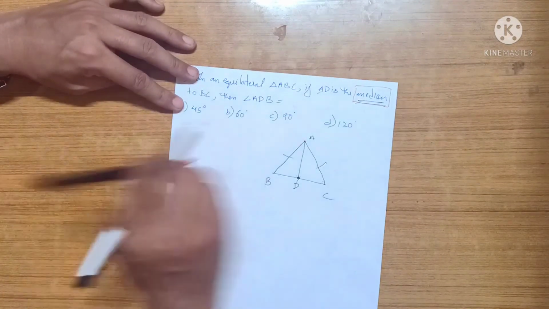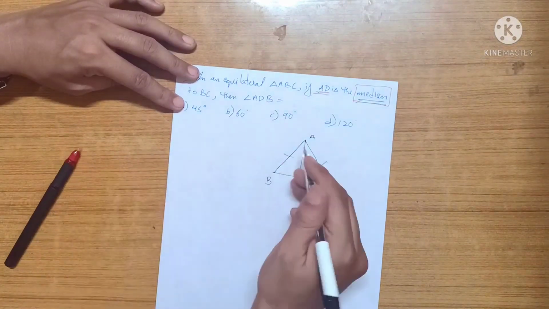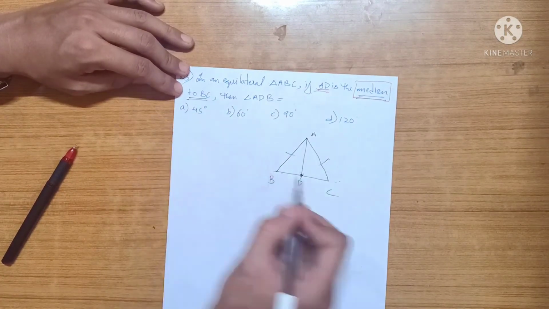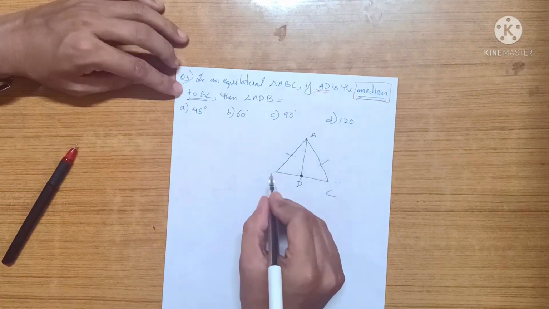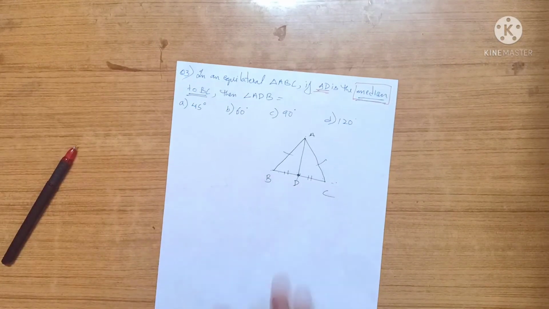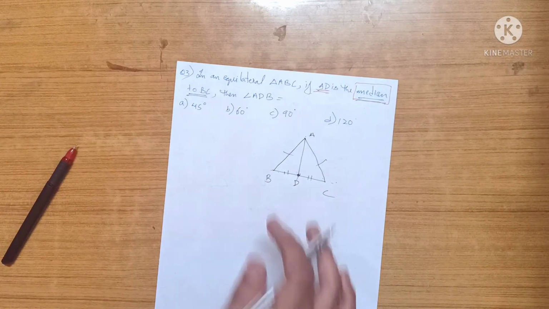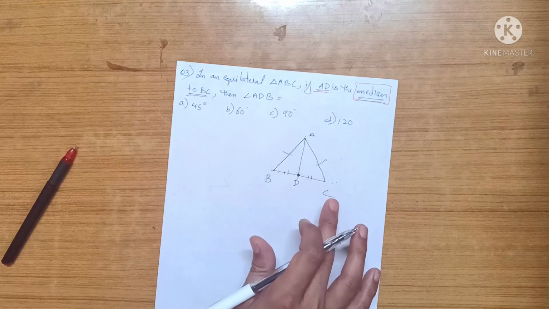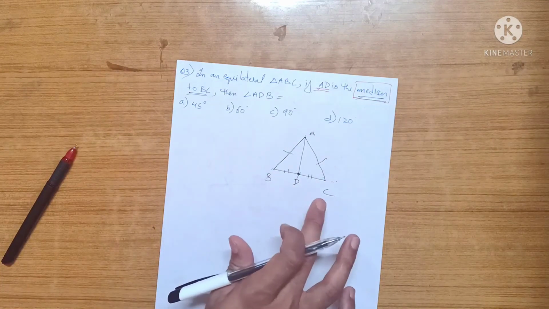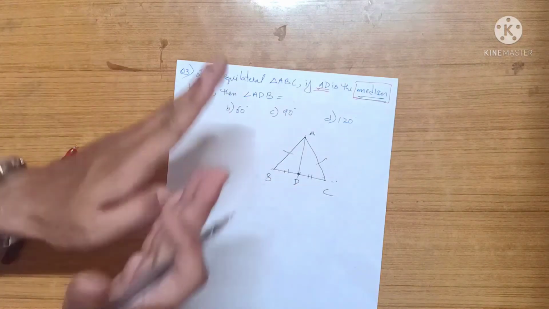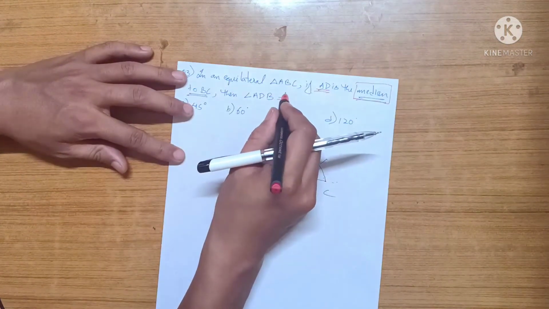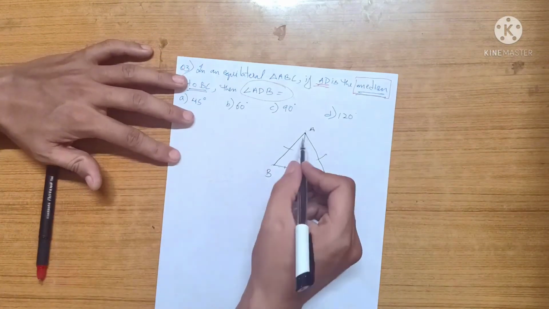So since AD is the median to BC, the line AD is dividing BC into two equal parts, which means this part and this part are equal. Literally it means if BC is, let's say, 10 centimeters, so all the sides are 10 centimeters, then AD will divide BC in such a way that BD and DC will be 5 centimeters each, exactly half. Got it? So they are asking us what is angle ADB.